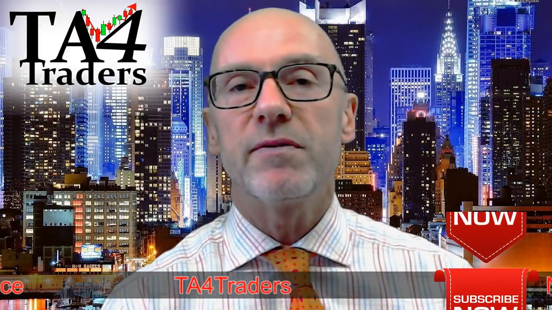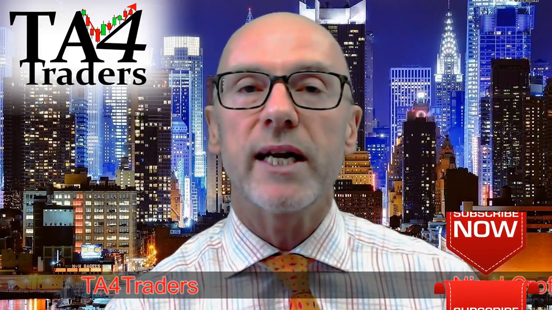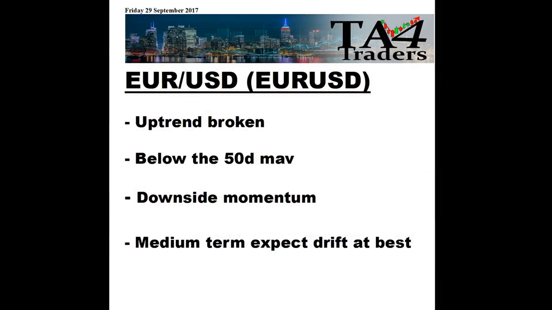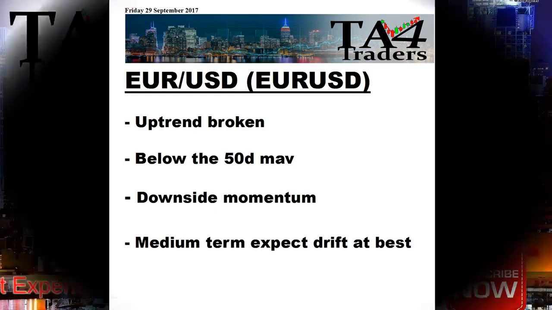So that's been TA for Traders, having a look at the euro against the US dollar. The key takeaways are that the uptrend's been broken. We're below the 50-day moving average. We've got downside momentum in the medium term, although in the short term the 4-hour does indicate we may still go further on this short rally because of the double bottom, slight non-confirmation, but there is resistance at that 50 on the 4-hour. After that, the medium term picture is expected to drift at best.